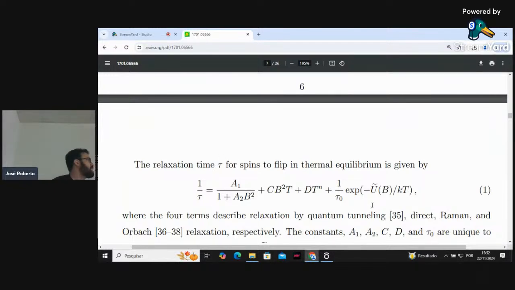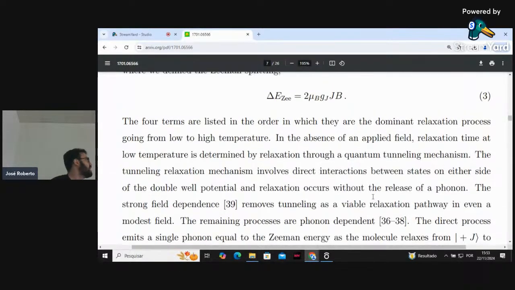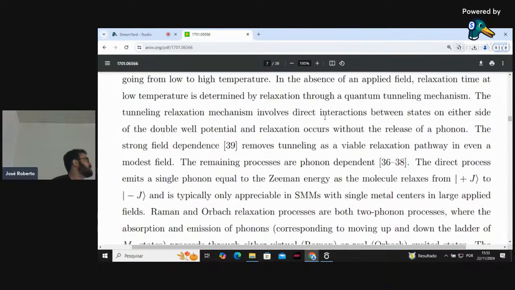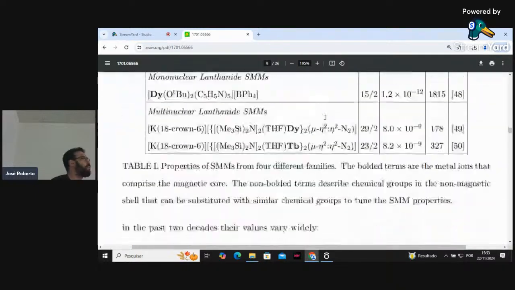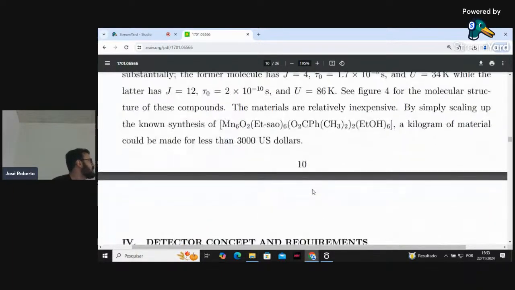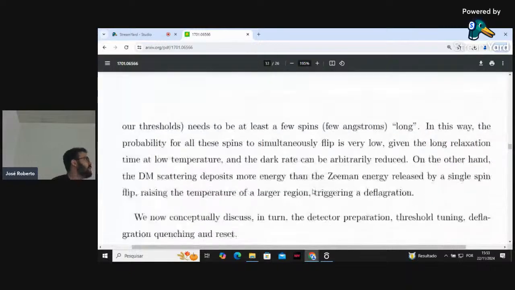The relaxation time is given by this formula here, which comes from the condensed matter field. The important part of this formula for our treatment is this part here. These three terms describe quantum tunneling and temperature, thermal energy and so on. The important one is here, and this U is exactly the energy barrier minus the Zeeman energy, which will be released once the spin is flipped. Given that, the idea is that with an interaction you can make the molecules flip and cause an avalanche.